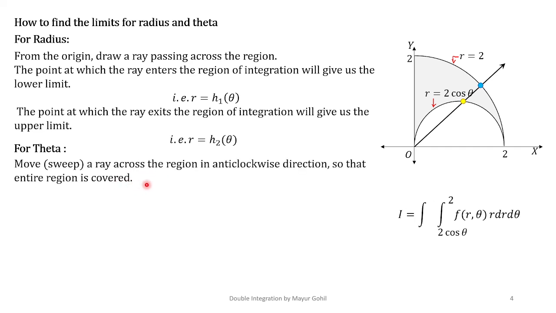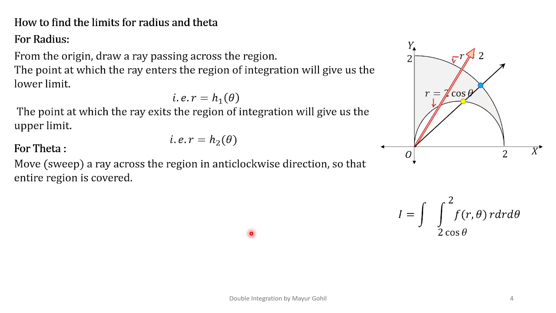Now let us see how to find theta. For finding theta you have to be a little imaginative. Move or sweep a ray across the region in the anti-clockwise direction so that the entire region is covered. I'll support this statement with the help of an animation, so the whole idea gets clear and you can imagine the concept. You have to imagine this kind of arm going here. Let me show you again the whole animation.